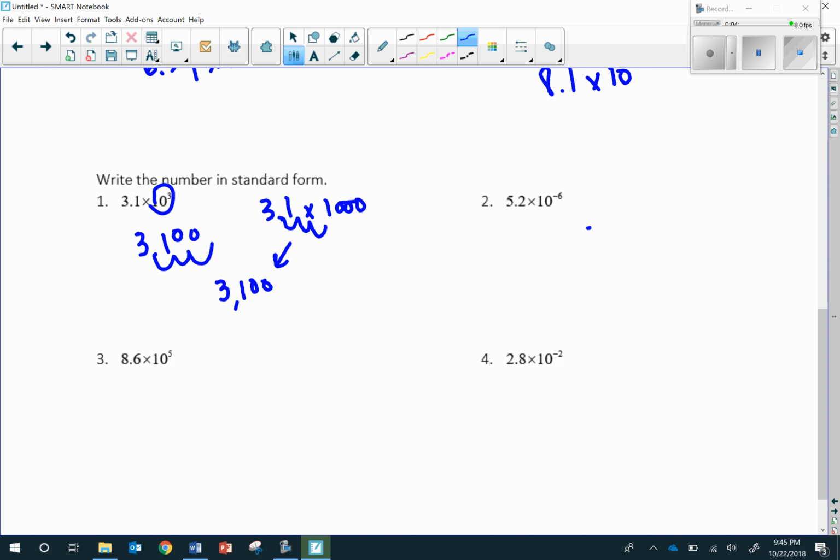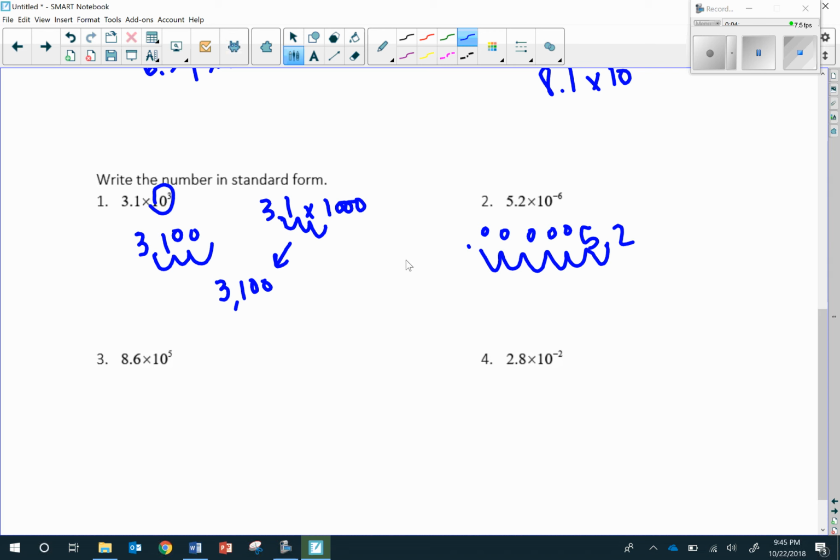5.2 times 10 to the -6. So again, we have a negative exponent, so we're going to move our decimal to the left, and we're going to move it 6 places. So 1, 2, 3, 4, 5, 6, and that should leave us 5 zeros. 1, 2, 3, 4, 5. That is our answer there.